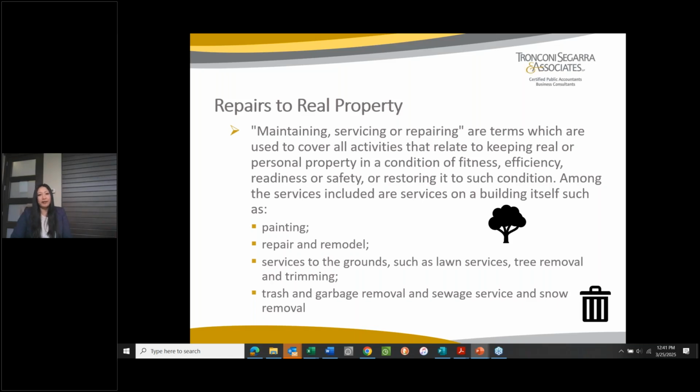Okay, now we're moving on to repairs to real property. So New York State taxes maintaining, servicing, or repairing real property. And it defines it as any activities that relate to keeping real or personal property in a condition of fitness, efficiency, readiness, or safety, or restoring it to such condition. Some examples of these services on a building would be painting, repair and remodel, servicing the grounds, landscaping, tree removal and trimming, and garbage removal, also cleaning and janitorial services as well.